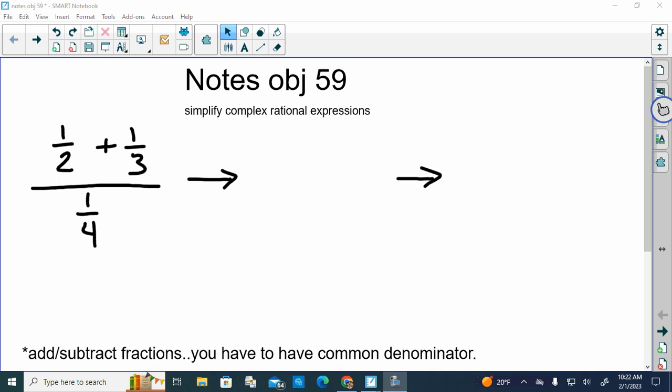A demonstration of putting some things together that we've been working on. This is definitely Algebra 2 stuff. I don't think you've been exposed to this. So we're simplifying complex rational expressions. We have 1/2 plus 1/3 over 1/4.